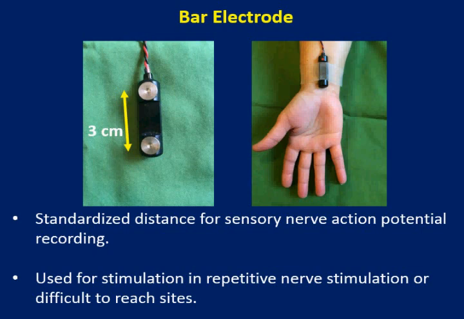Many laboratories also use the bar electrode for stimulating at sites that are difficult to access. For example, the axilla.